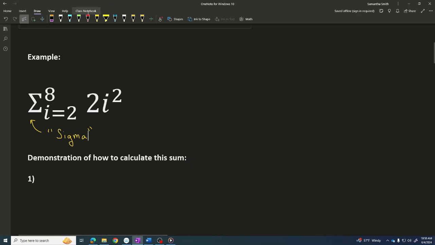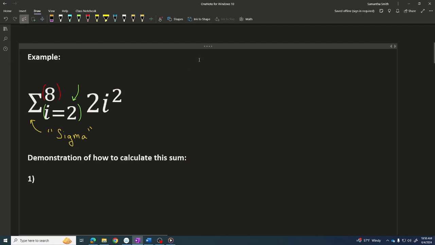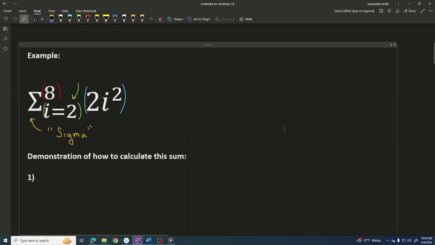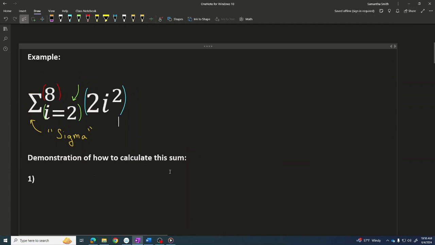Now, the next bit of anatomy that I would like to draw your attention to is this quantity here, sort of at the bottom of the sigma, this expression i equals 2. And this one here is also going to be significant, this value at the top of 8. We're going to talk in a little bit about what this 2 and what this 8 are telling us to do. And then the next major piece of anatomy for this summation notation is this quantity right here, 2i squared. I'm going to demonstrate how I would interpret this summation notation and the sum that I would calculate based on what is presented to me here.